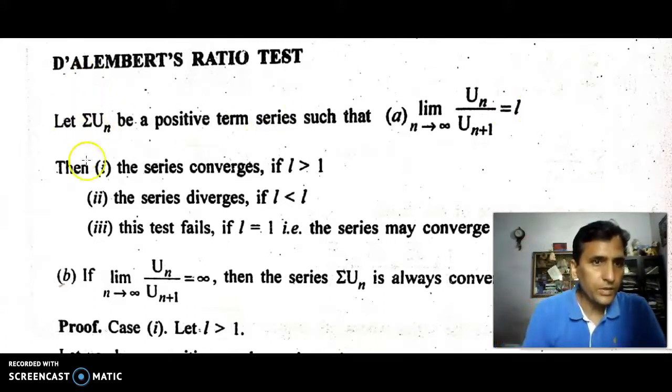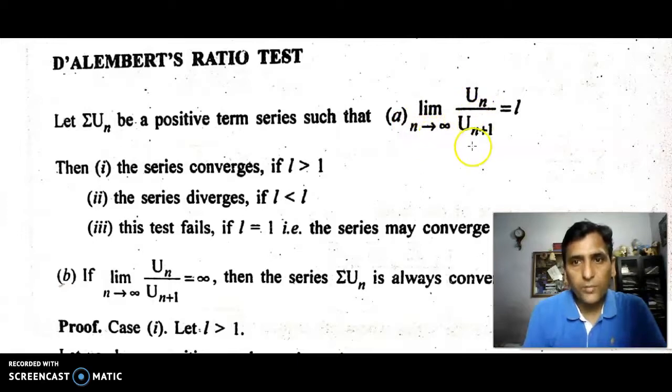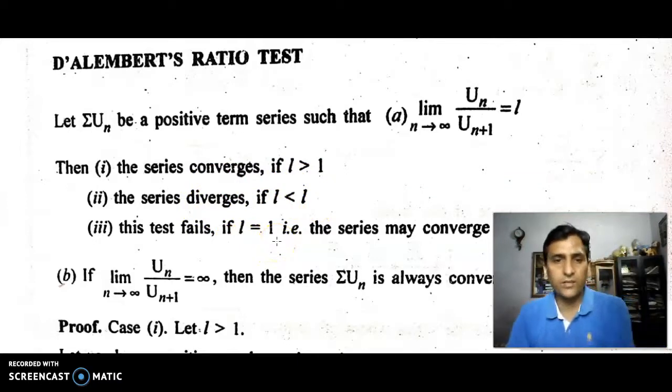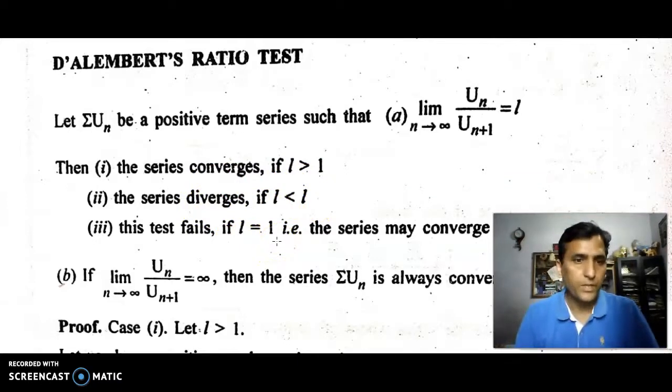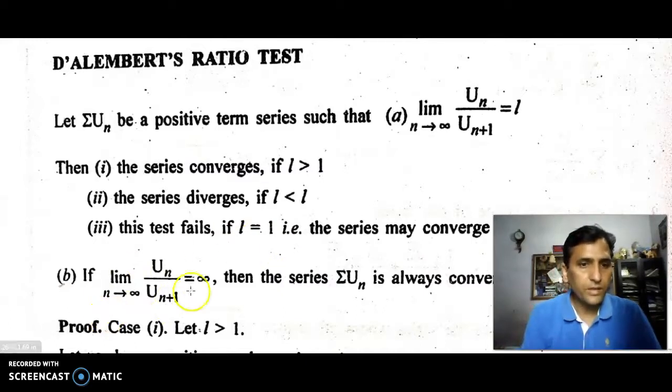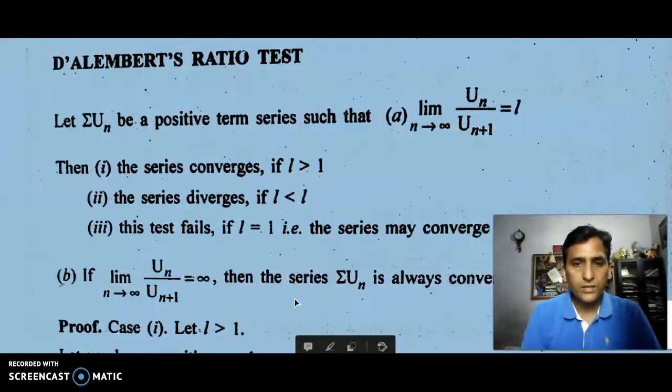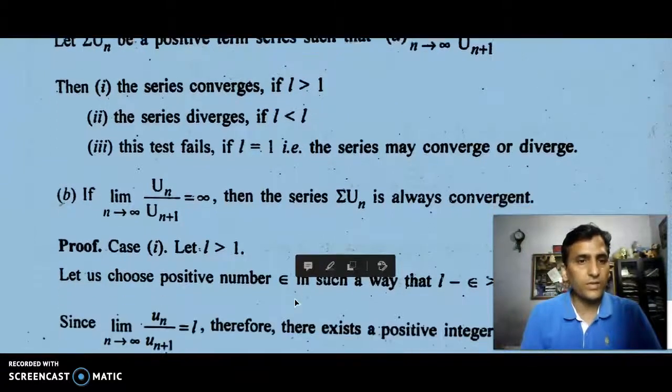Suppose we are given a positive term series, summation of un, such that the limit of un upon un plus 1, both being terms of the same series, is some number L. Then if L is greater than 1, it converges. If L is less than 1, it diverges, and if it is equal to 1, then it may converge or diverge, meaning we can't say anything. And in part B, if this limit is infinity, then the series is always convergent.